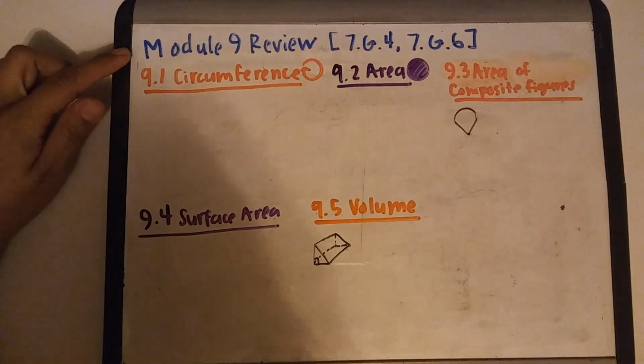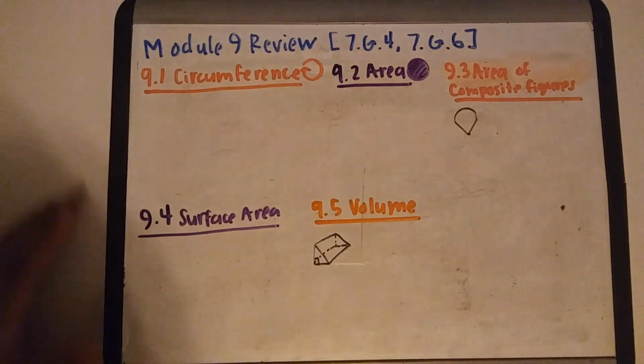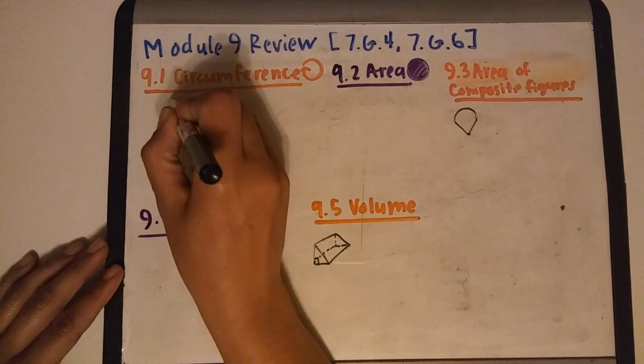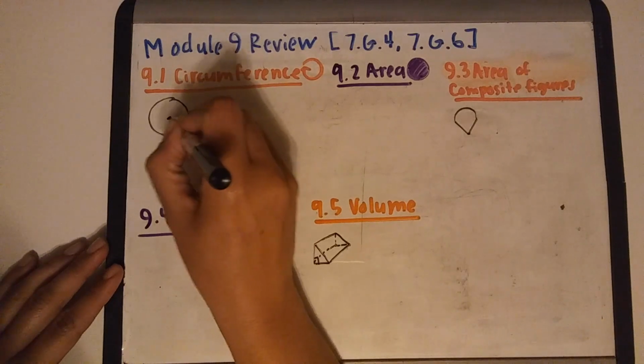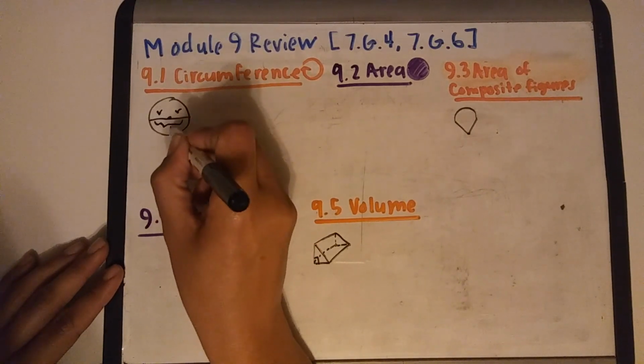Okay, so we're gonna do a quick review for module 9. So you're ready for your test. Remember 9.1 talks about circles. So we have a circle. This is our radius, right? And then 2 radii equals 1 diameter. So you have to know that.